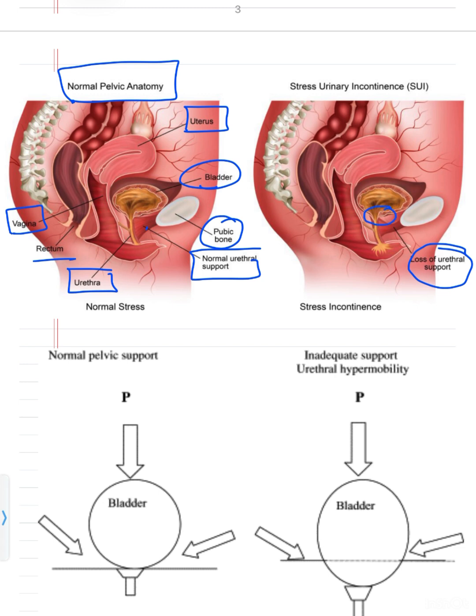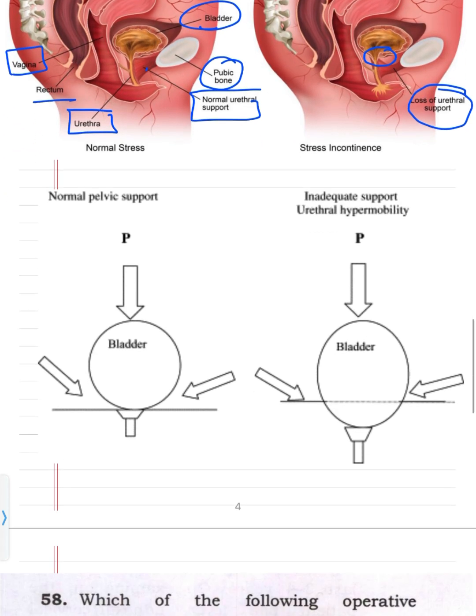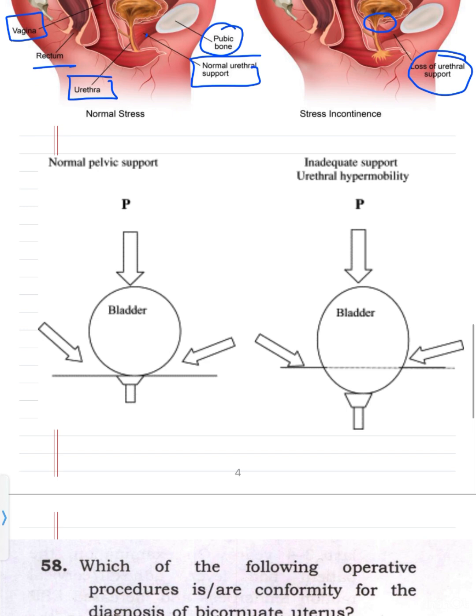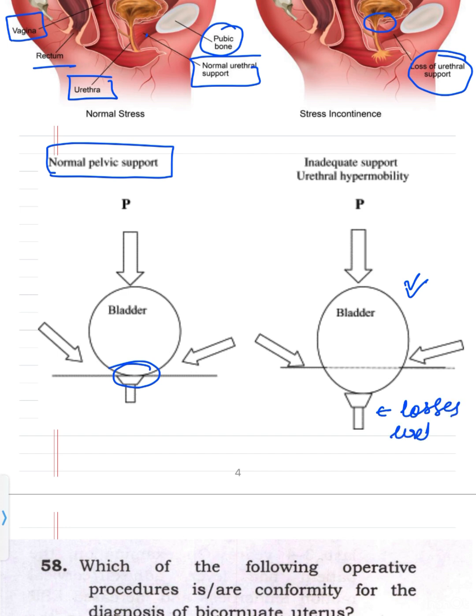So the bladder descended and the urethra comes down. And so the urethra that was getting support from the pelvic floor muscles loses it. In this schematic diagram, you can see that during normal times, with normal pelvic support, there is the bladder and there is the urethra. But whenever the bladder descends, as in the time of stress incontinence, the bladder actually descends. The question was the same. So the bladder descends and the urethra goes down, and the urethra loses the support. So it loses urethral support.